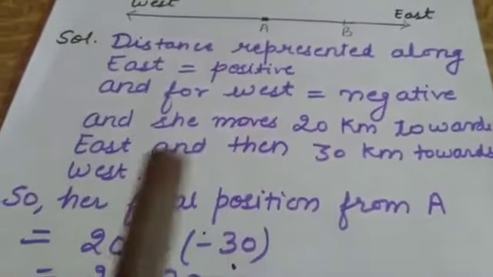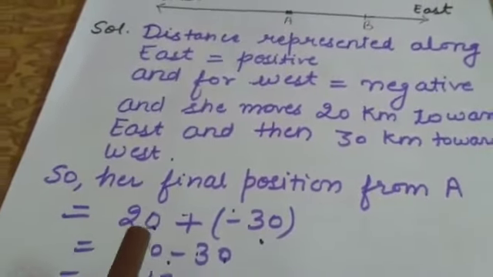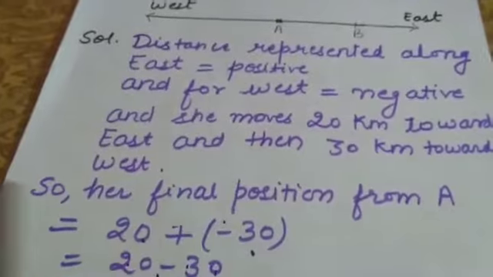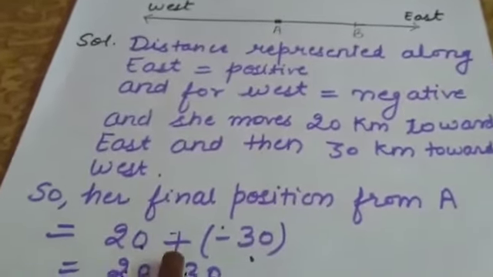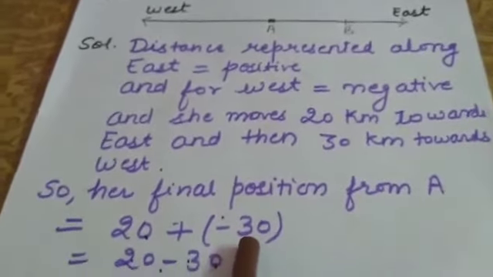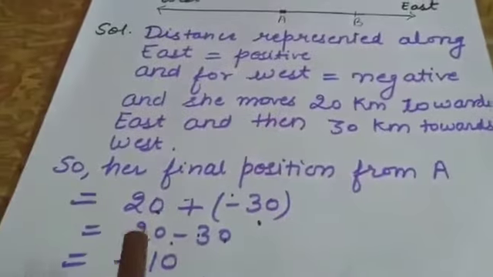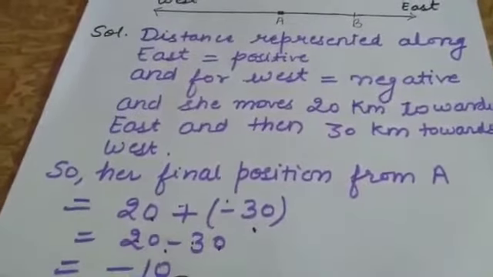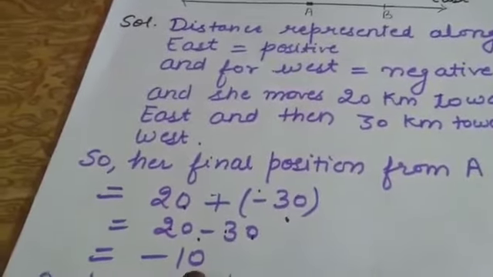So her final position from A will be 20, as it is of positive sign, because east is represented by positive. You have to write the final plus, as in this direction she travels in the west direction, so we will take this as a negative integer as it is mentioned in the question. So 20 plus minus 30, and 20 minus 30 is minus 10.